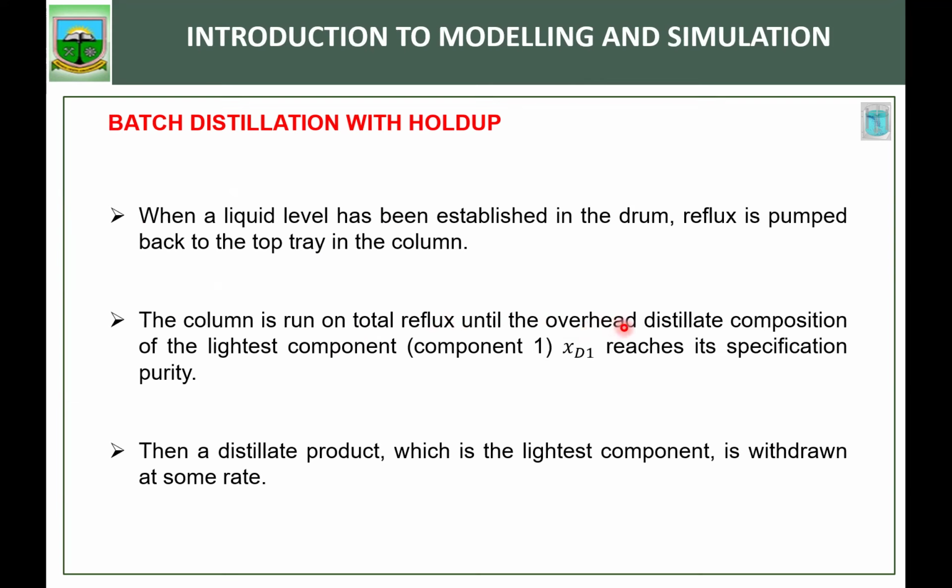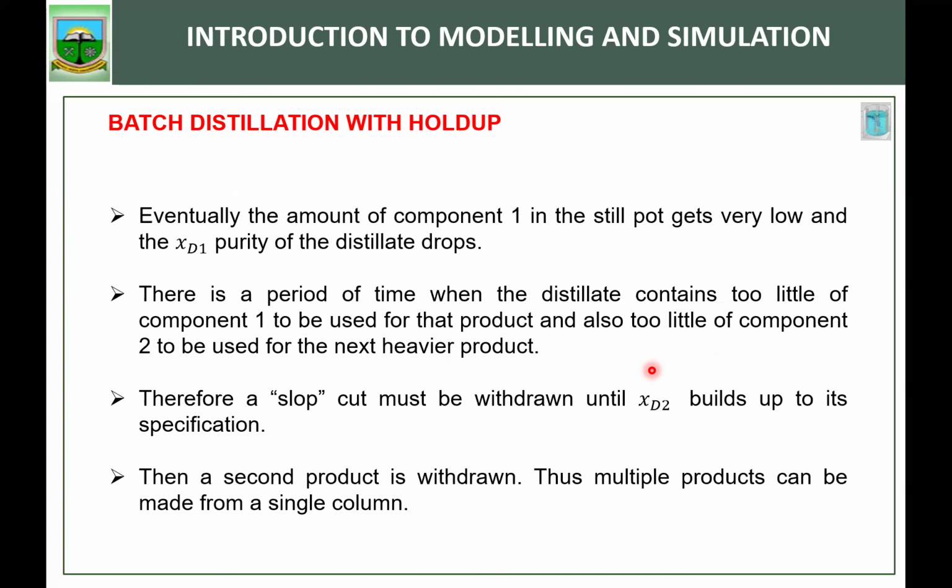So you continue until the overhead distillate composition is the lightest component we need, which here we are calling component one. When this component one, which you call XD1, meaning component one in the distillate, reaches the desired specification we need, then we stop the process. When we stop it, we now withdraw the product at a certain rate. Then we withdraw it and use it for what we want to use.